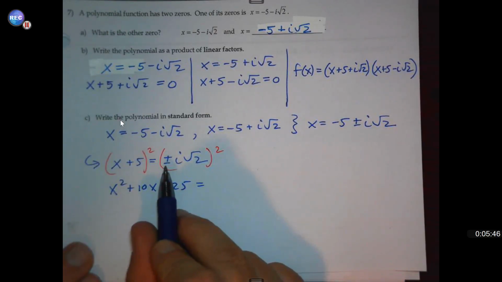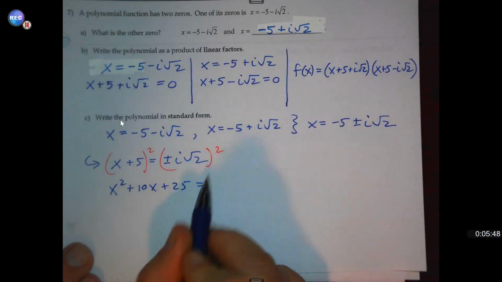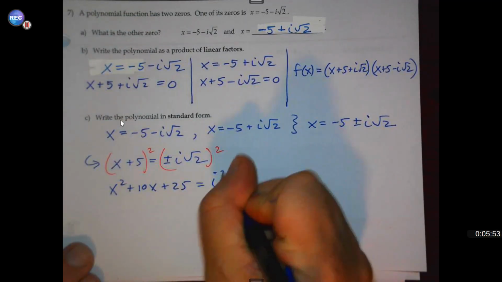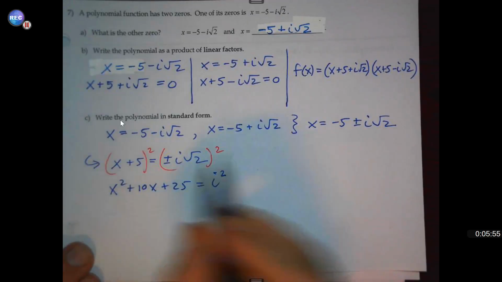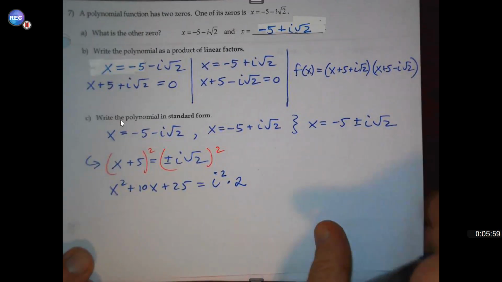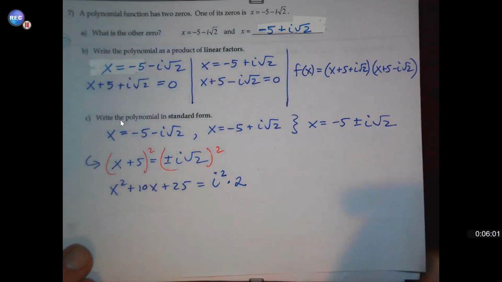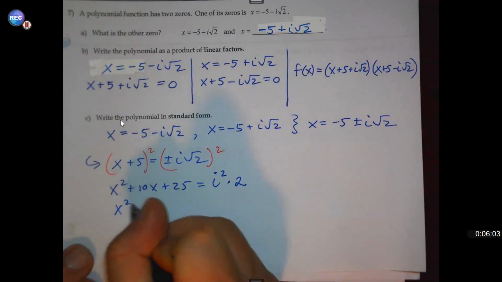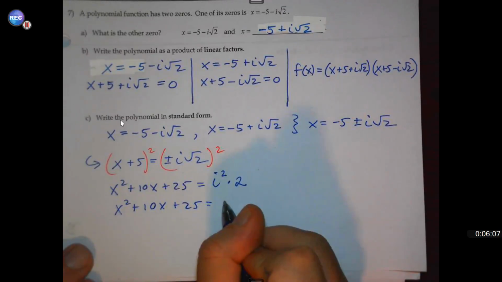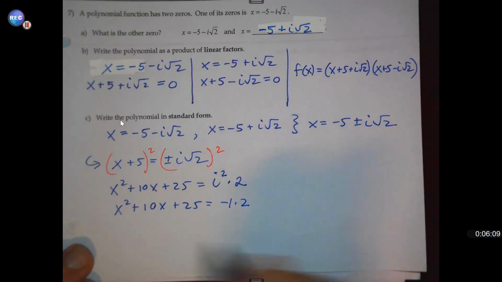When I square plus or minus, it becomes positive, so I'm not going to write anything. Squaring i gives me i squared. Then squaring radical 2 just gives me 2. Now from above, we know that i squared is equal to -1. So this is just going to be -1 times 2, which is -2.